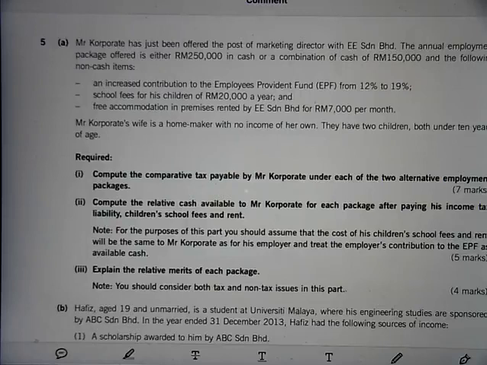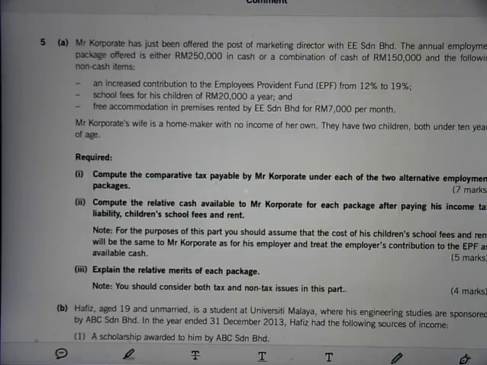Have a look. Compute the comparative tax payable by Mr. Corporate under each of the two alternative employment packages. 7 marks only. How much tax are you going to pay? Compute relative cash available for each package after paying his income tax, children's school fee and rent. For the purpose of this part, you should assume the cost of children's school fee and rent will be the same for his employer and treat employer's contribution to EPF as available for cash. Explain the relative merit of each package. 4 marks. This is the total of 14, how many marks? 12, 18 marks, you know.